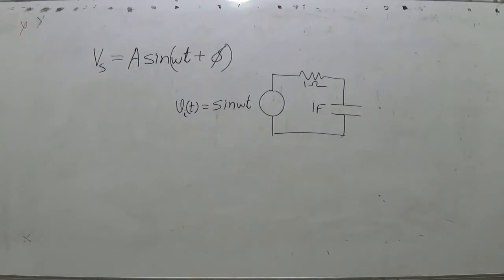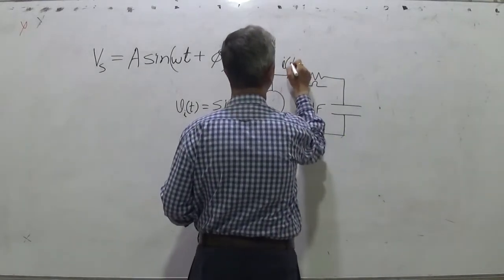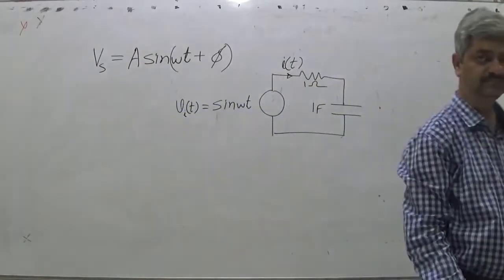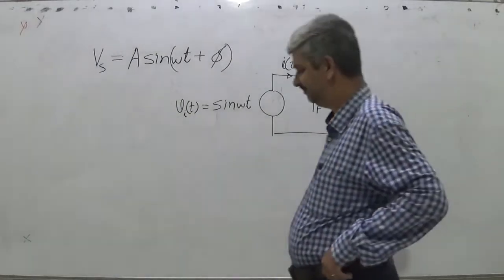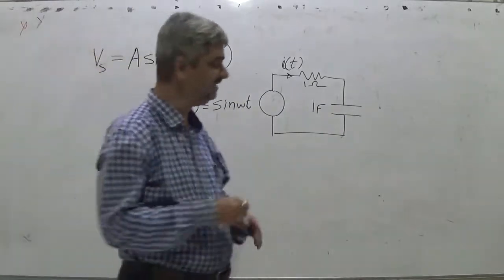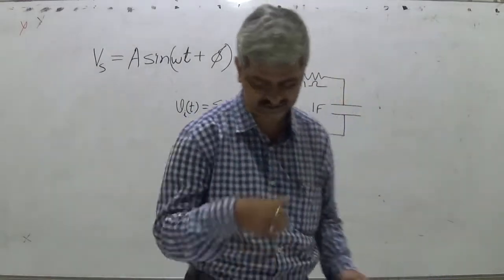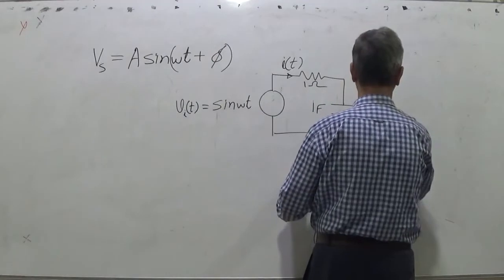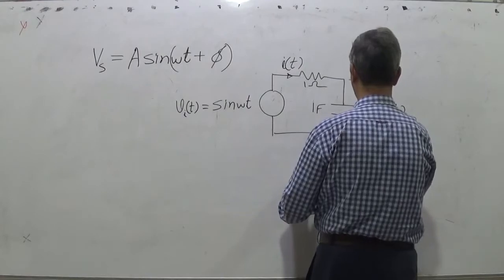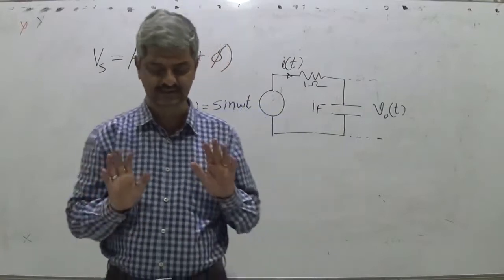The task is simple: calculate i(t). So how do you proceed to calculate i(t)? And obviously there can be a second or subsequent obvious question: calculate Vout(t), where Vout(t) is the output across the capacitor.